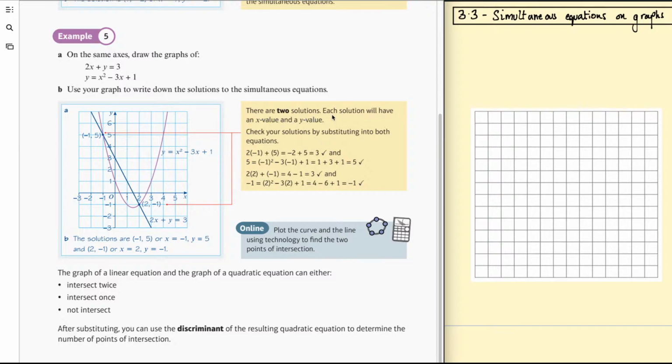So here it says there are two solutions. Each solution will have an x value and a y value. Check your solutions by substituting into both equations. Now I'm wondering how we should be sketching the quadratic, and how accurate we need to get the sketches.